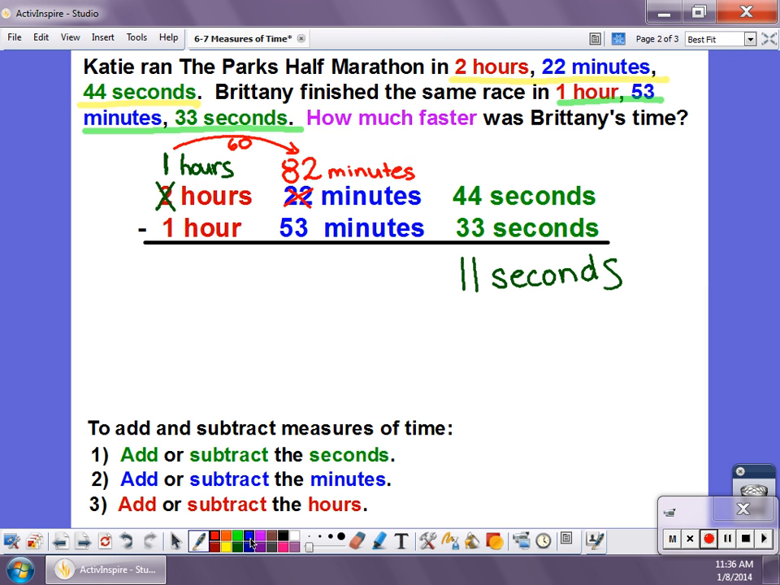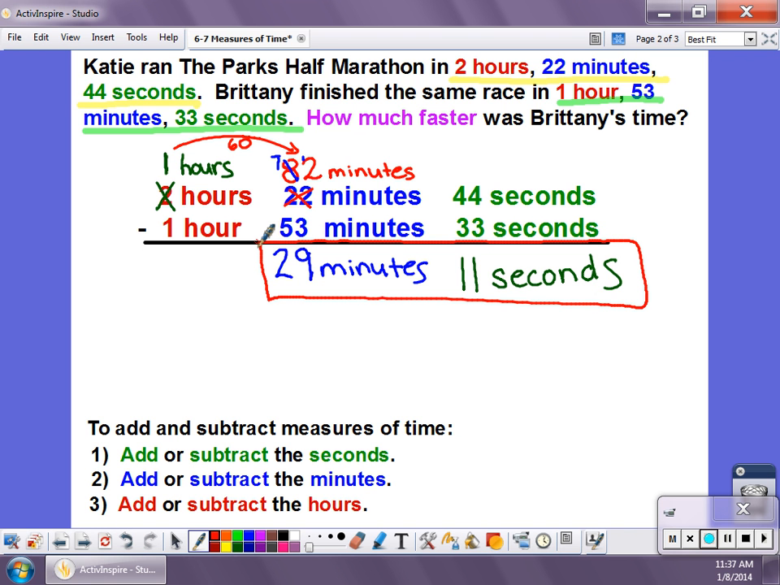82 minutes minus 53 minutes. Well, 12 take away 3 is 9. 7 take away 5 is 2. So that's 29 minutes. And then finally, last but not least, I need to subtract my hours. 1 hour minus 1 hour is 0 hours. But because it's a 0, I don't even need to really list it there. So the answer to the question is Brittany's time was 29 minutes and 11 seconds faster than Katie's time.